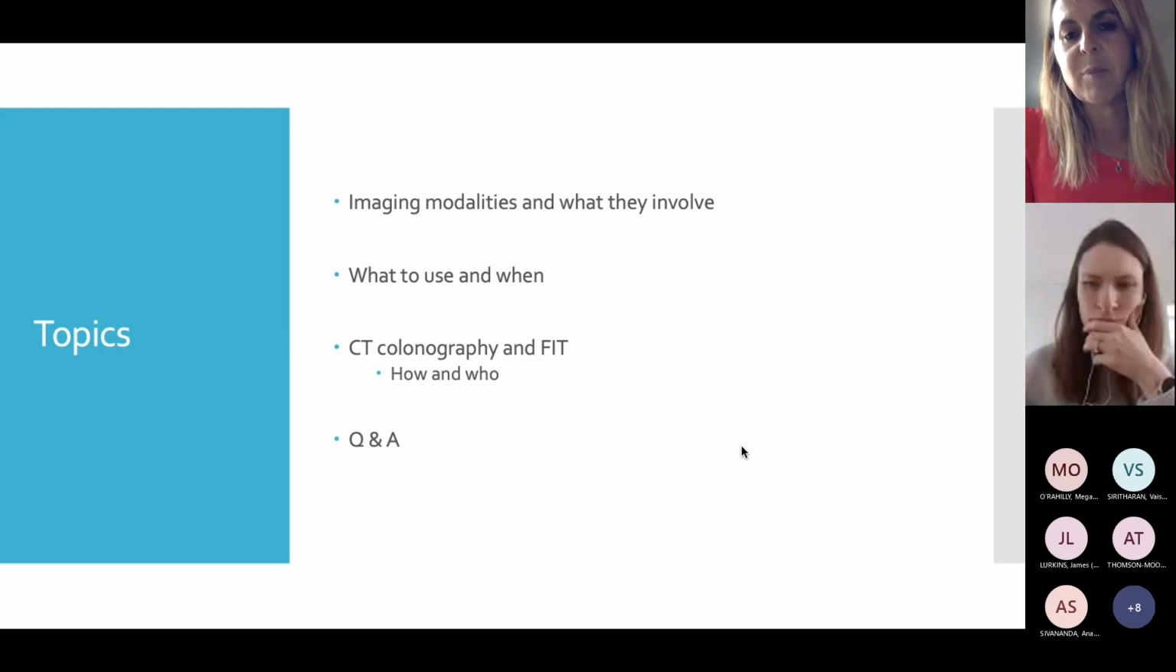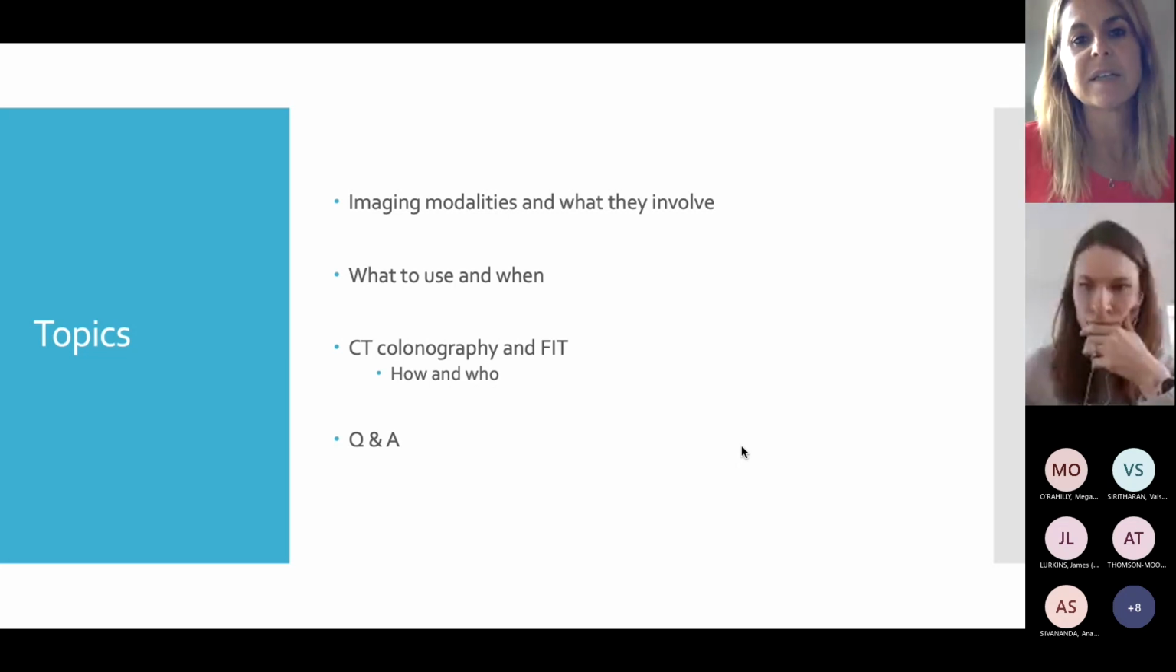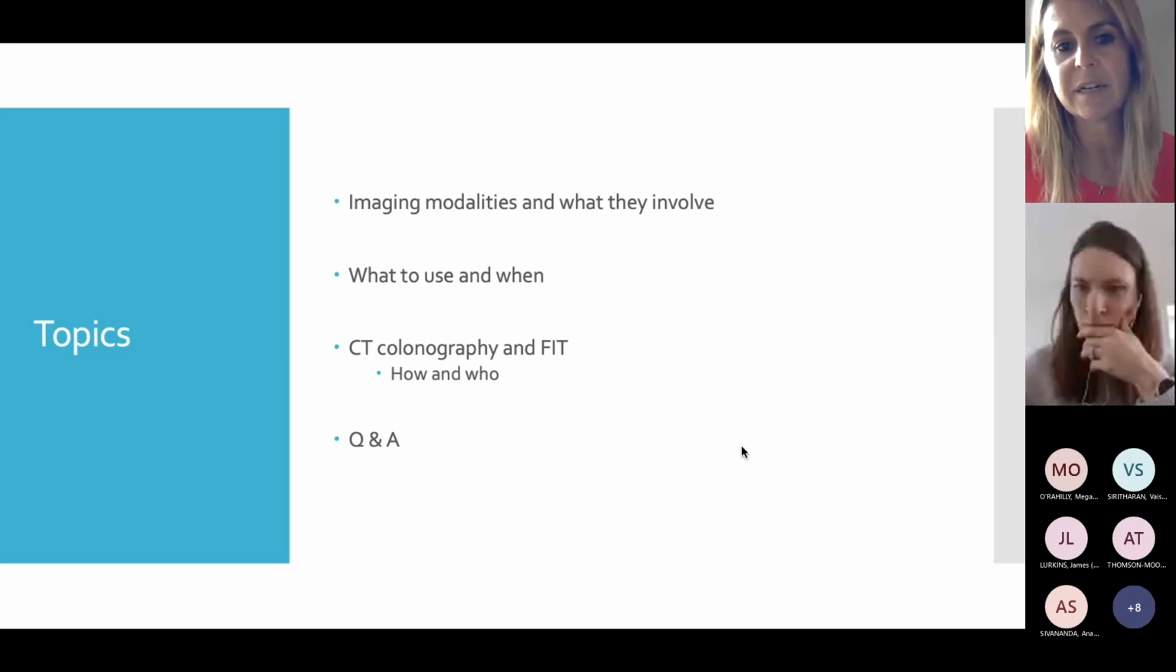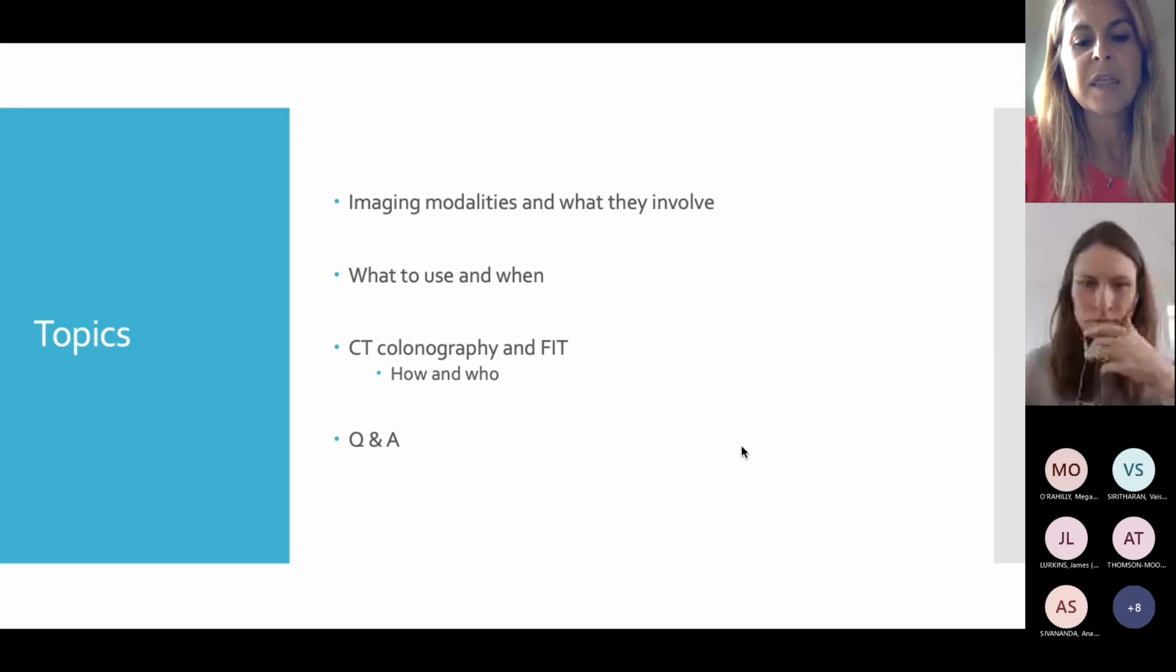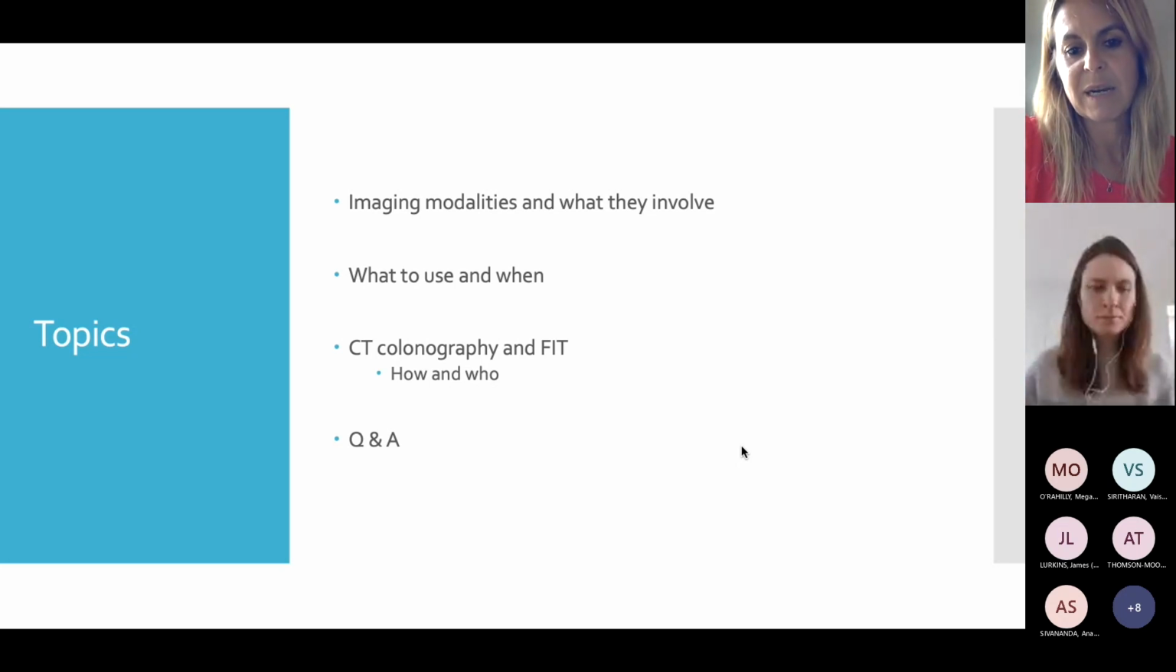what they involve, and apologies if it's a little bit like teaching to suck eggs, but I just wanted to go over the basics because I think sometimes they're assumed and not necessarily known. Then I'll talk about what to use and when, and then a little bit more detail about CT colonography and FIT testing, how and who.